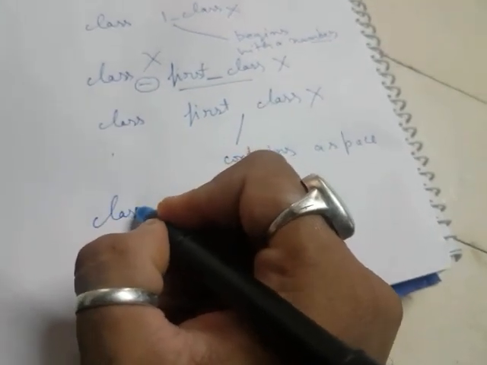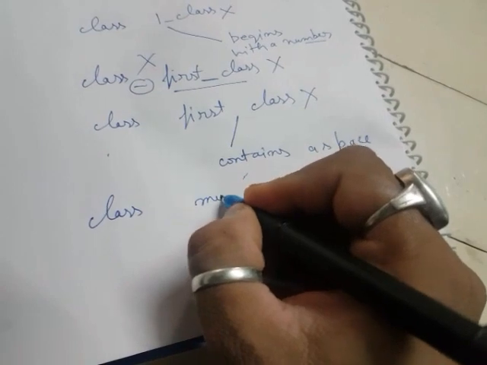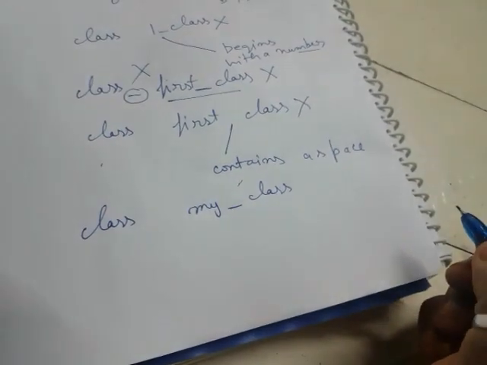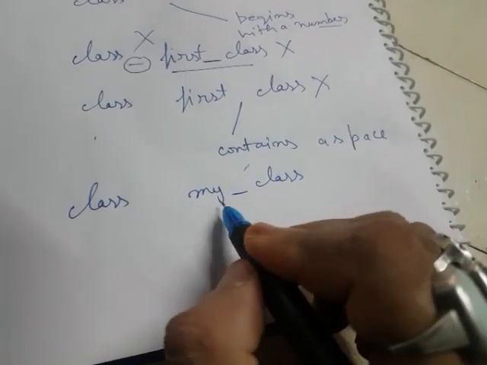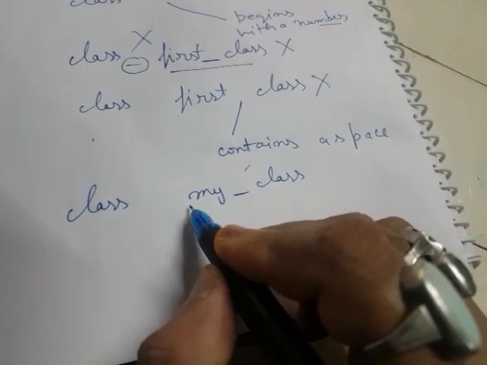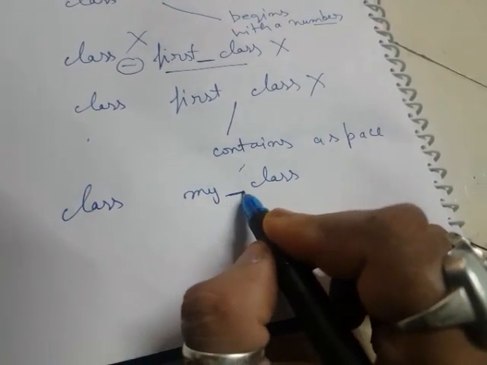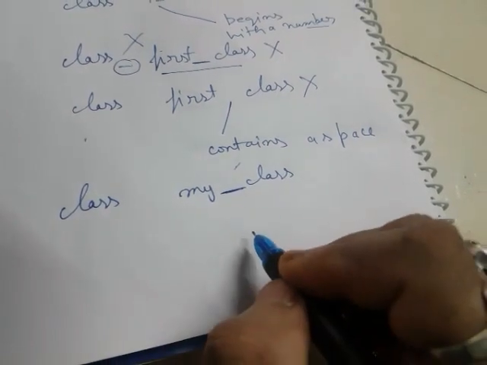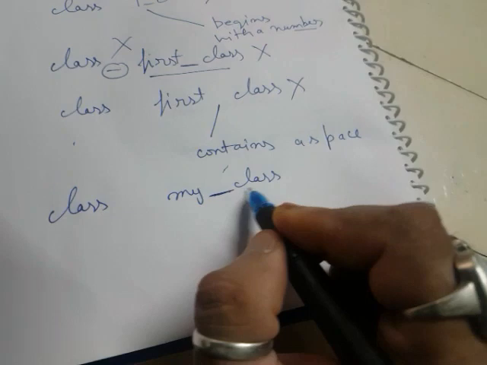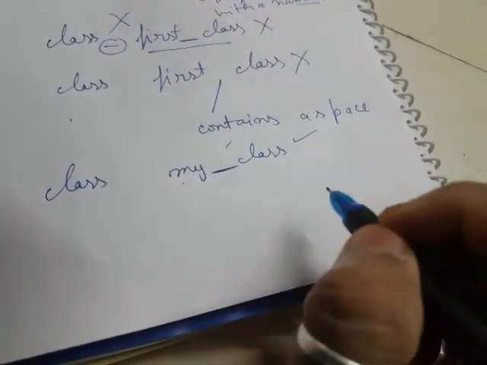So the correct way of writing a class identifier or class name is, suppose I have written here my_class. You can see that I have written my, there is not a keyword, there is no digit in the beginning, there is no space in between, this is an underscore, and after that I have the word class, but it is a keyword mixed with my, so it is perfect.